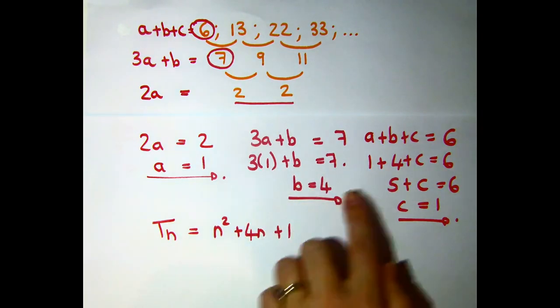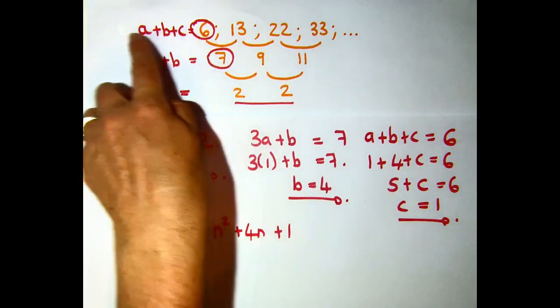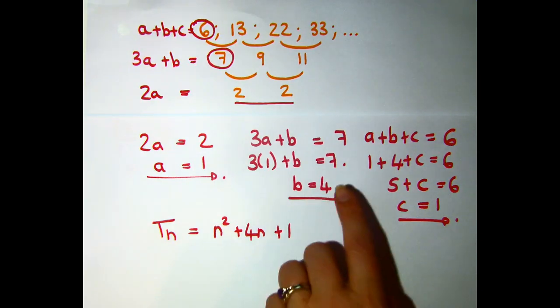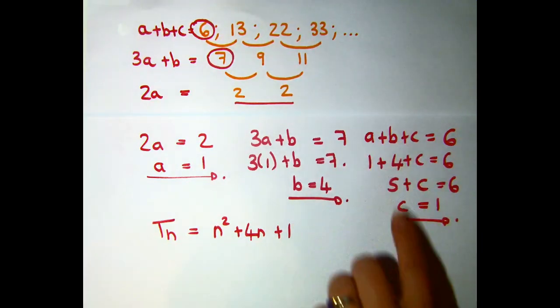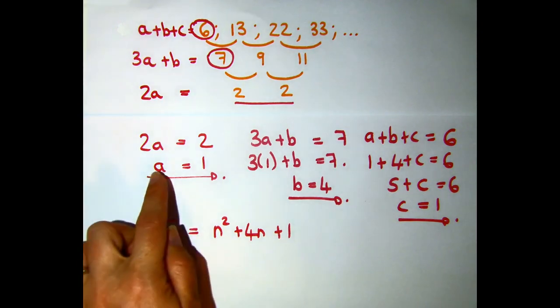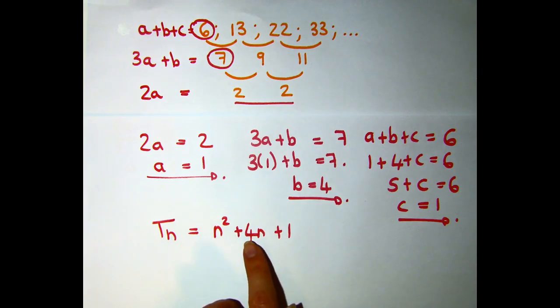For C, we have A plus B plus C equals your first term, which is up there. You already have A and you already have B, so you plug them into that formula and you come out with C. You put them all together, reminding yourself that A is the coefficient of the n squared, B is the coefficient of the n, and C is the constant term.